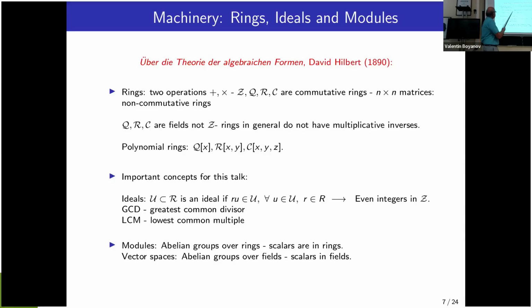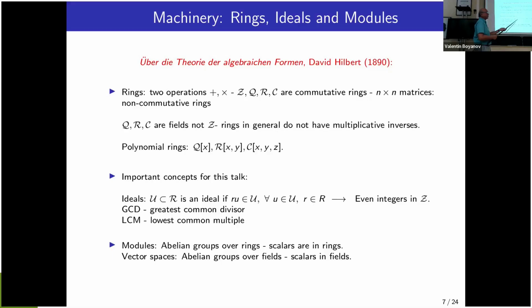And R[x,y] is polynomials in x and y, all polynomials in x and y with coefficients in the real numbers. Okay? So this is what R[x,y] is. C[x,y,z] is similarly complex numbers, but now we have three variables, x, y, z. So these are all polynomial rings, and one can verify the things for this.